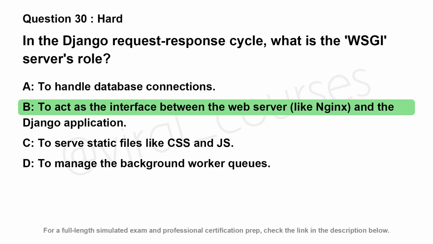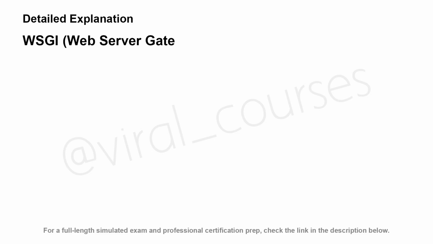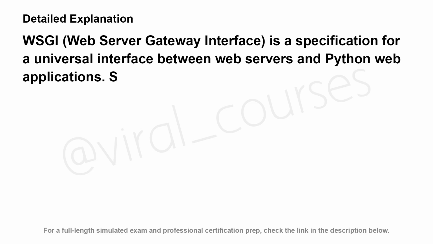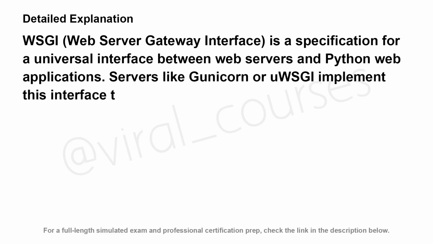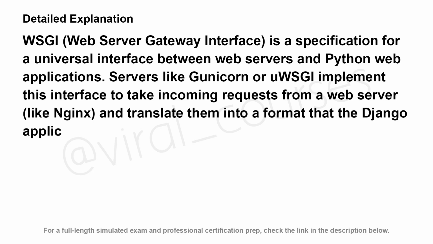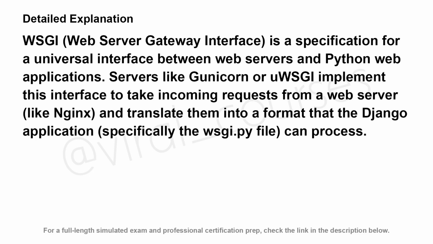The correct answer is B. WSGI, Web Server Gateway Interface, is a specification for a universal interface between web servers and Python web applications. Servers like Gunicorn or uWSGI implement this interface to take incoming requests from a web server, like Nginx, and translate them into a format that the Django application, specifically the wsgi.py file, can process.